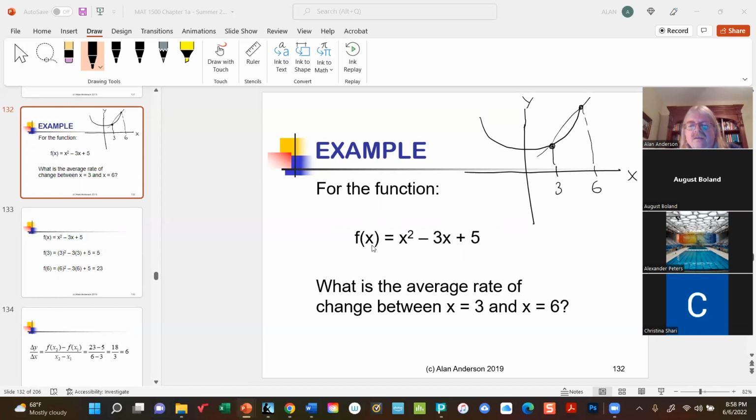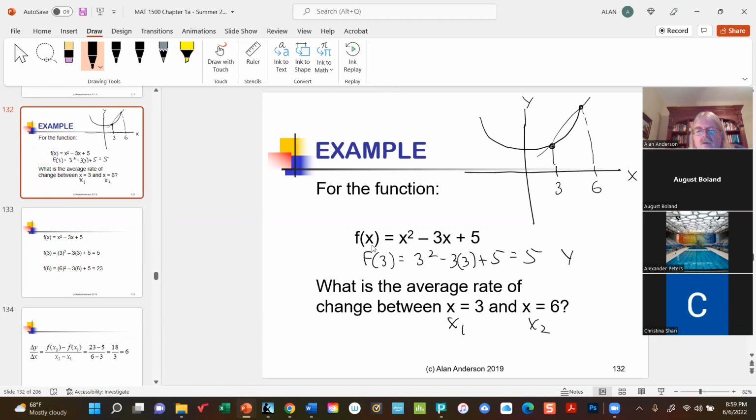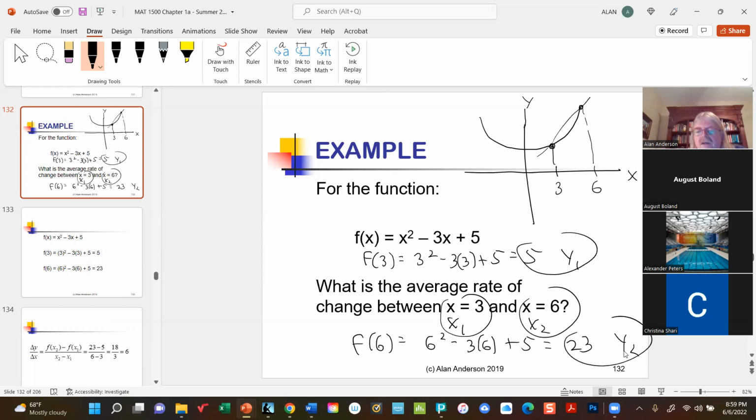All right. Anyway, so here we go. What we need now: we have X1 and X2. Let's call this X1 and X2. And now we need Y1 and Y2. So in other words, F of 3 is 3 squared minus 3 times 3 plus 5, and that's what we're going to call Y1. F of 6 rather, we'll call that Y2. And now we have everything we need for our equation. So let's plug them in.